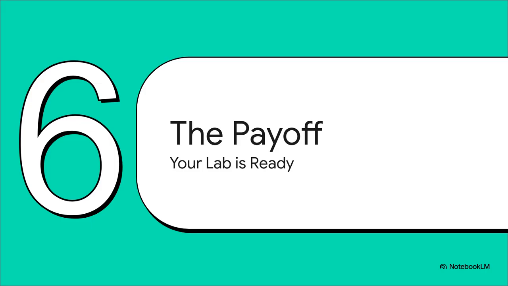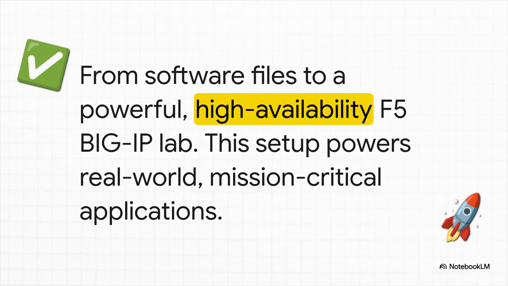Our project is complete. Let's just take a moment to appreciate what you've just built. I mean, seriously, think about it. You started with just a couple of software files, and now you've got a fully licensed, fully provisioned, and most importantly, a redundant, high-availability F5 Big IP lab. This is the kind of powerful setup that keeps real-world critical applications running smoothly.